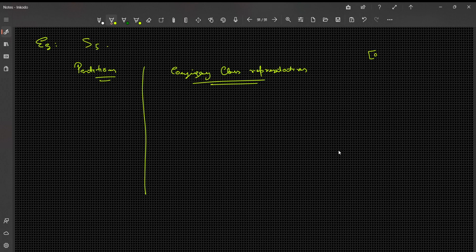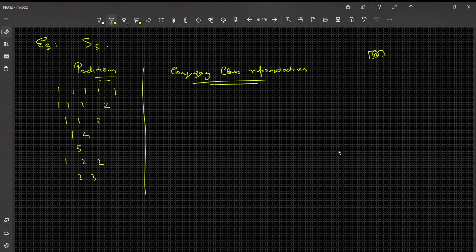The conjugacy class was defined as block A, right? So what is this element A? That is what we are talking about. The possible partitions are of the form 1 1 1 1 1, 1 1 1 2, 1 1 3, 1 4, 5, 1 2 2, and 2 3, right?